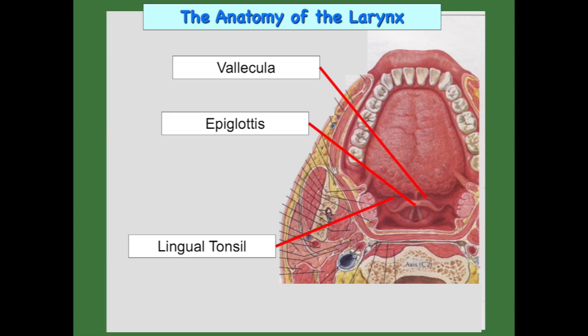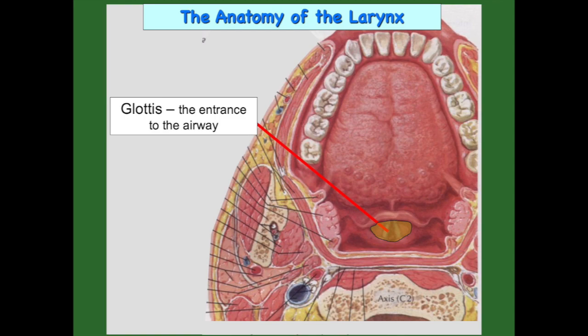The epiglottis is a cartilaginous mucosal substance that's fairly rigid but does bend. It is pliable, and theoretically it does not cover and protect and close the glottis the way that we would like. And then you'll see there's the lingual tonsil also at the base of the tongue. So the glottis is defined as the entrance to the airway. We'll be using that term quite a bit. That's the area where we're going to prevent or have laryngospasm.